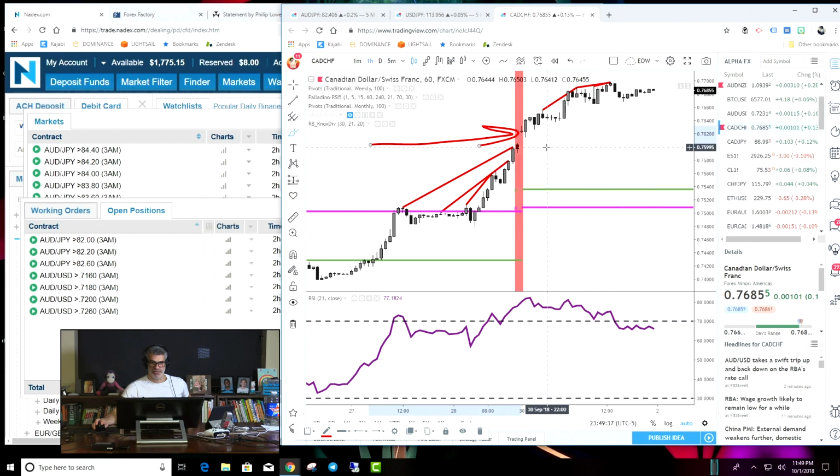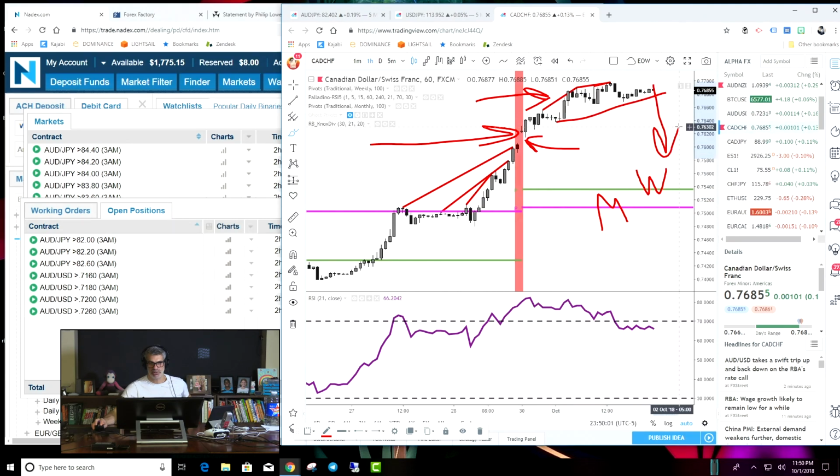RSI is overbought on 5 time frames simultaneously. We gapped open at the beginning of the week, and we printed more bearish Knoxville divergence. We've got a monthly pivot in purple and a weekly pivot in green. I've already sold one, but I will sell more. This is just spot FX trading right there.